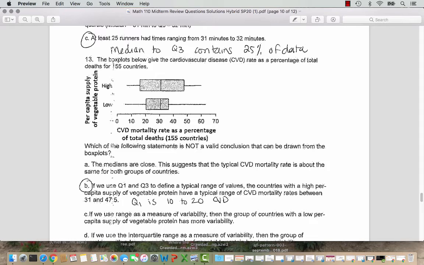This suggests that the typical CVD mortality rate is about the same for both groups of countries. So that seems reasonable. So I would say, yep, that seems valid. It looks like both of the country groups have a median of 30 mortality rate. And we're just comparing countries that have high or low vegetable protein, I think, in their eating habits.